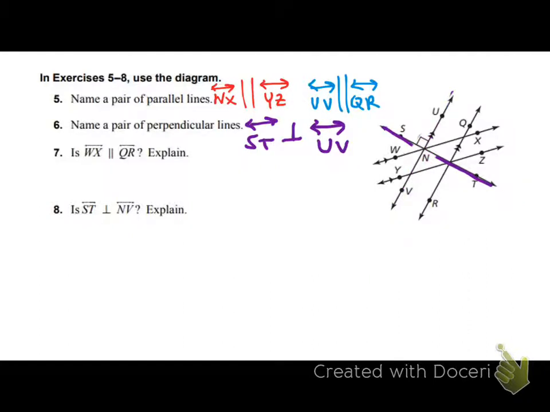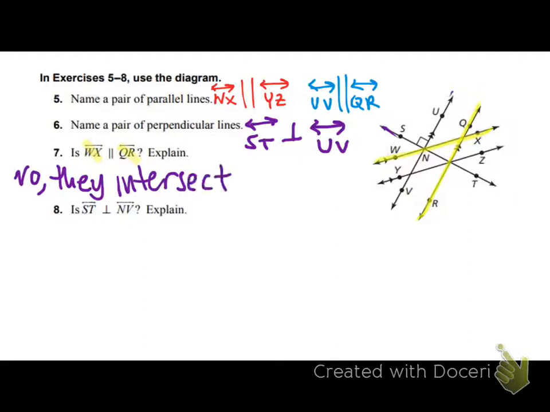The last thing we're going to do is answer some questions. It says, is WX, what does that symbol mean again? Is WX parallel to QR? No, there's 2 reasons why I would accept either. One reason: they intersect. The other reason: they do have triangles, but they don't match. One has 1 triangle and the other has 2. So even if I didn't watch them intersect, I would still see that they're not parallel.